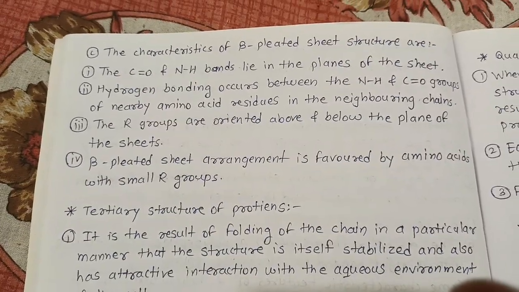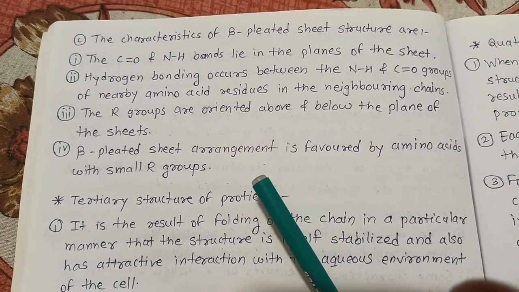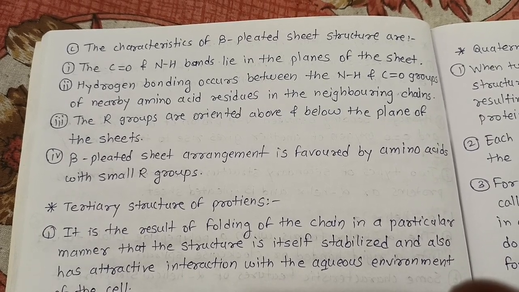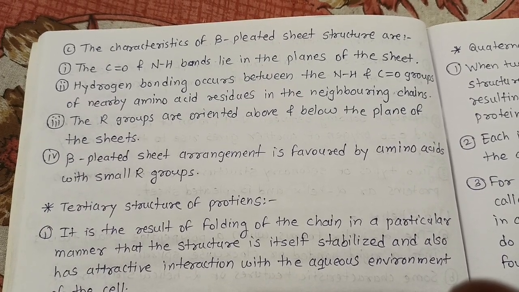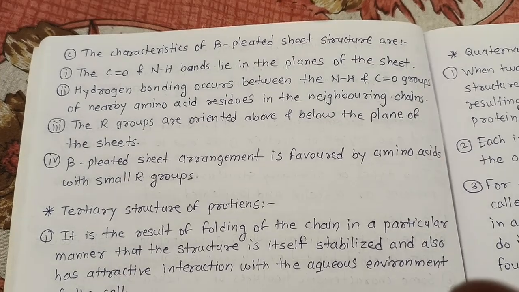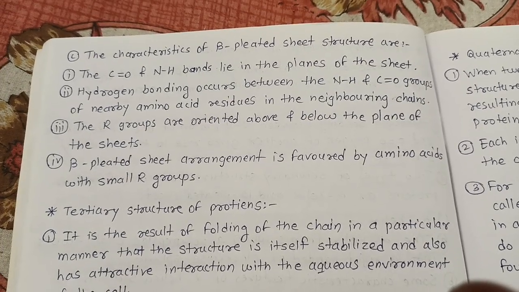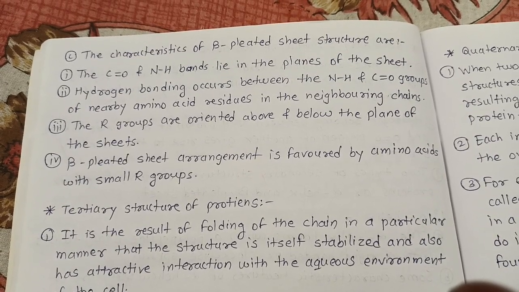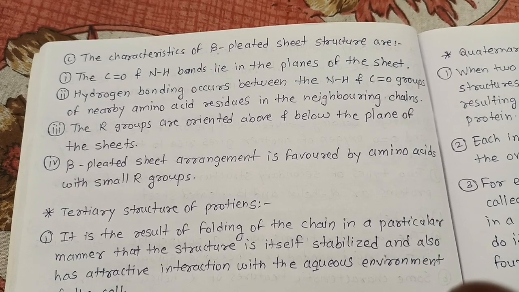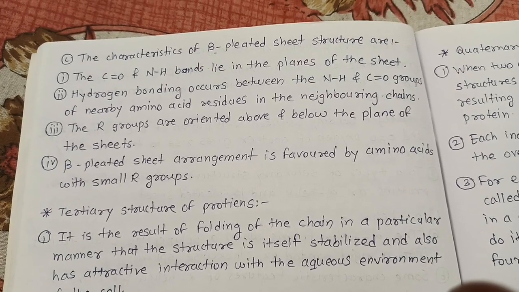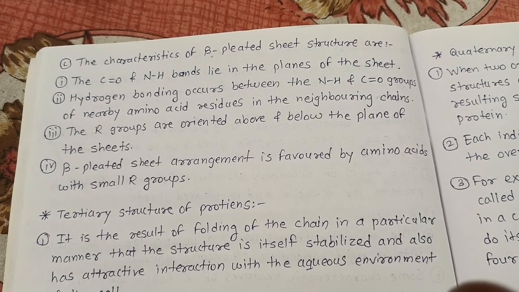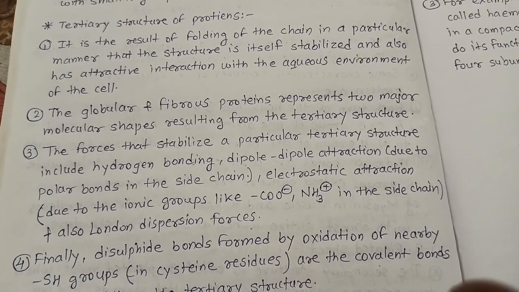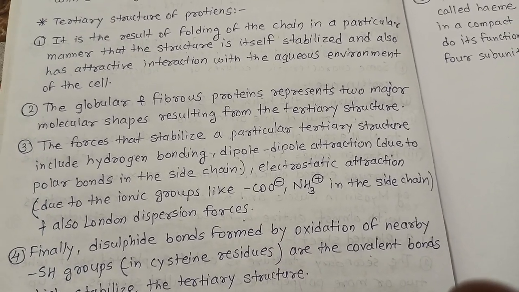The characteristics of beta pleated sheet structures are: the C=O and NH bonds lie in the planes of the sheet. Hydrogen bonding occurs between the NH and C=O groups of nearby amino acid residues in the neighboring chains. Third point, the R groups are oriented above and below the plane of the sheets. Fourth, beta pleated sheet arrangement is favored by amino acids with small R groups. So here we completed beta pleated sheet. Secondary structure of protein is finished.